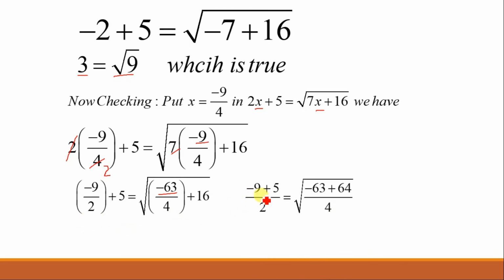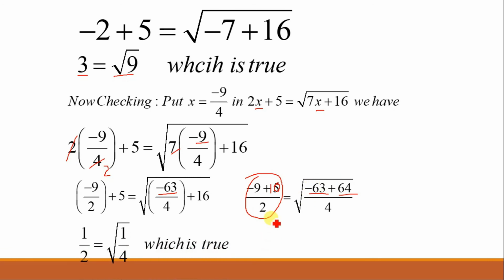Further solving it, we have (-9 + 5)/2, as 2 is the LCM. Sorry, there must be 10 as 5 times 2 is 10. And -9 plus 10 is equal to 1. So this will be 1/2, and -63 plus 64 is equal to 1, so this will be the square root of 1/4. That is, 1/2 is equal to the square root of 1/4, which is true, as the square root of 1/4 is equal to 1/2. Hence -9/4 is not an extraneous root.